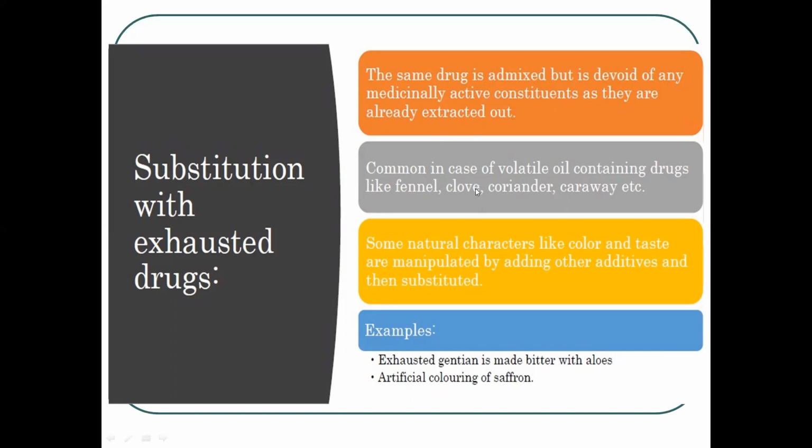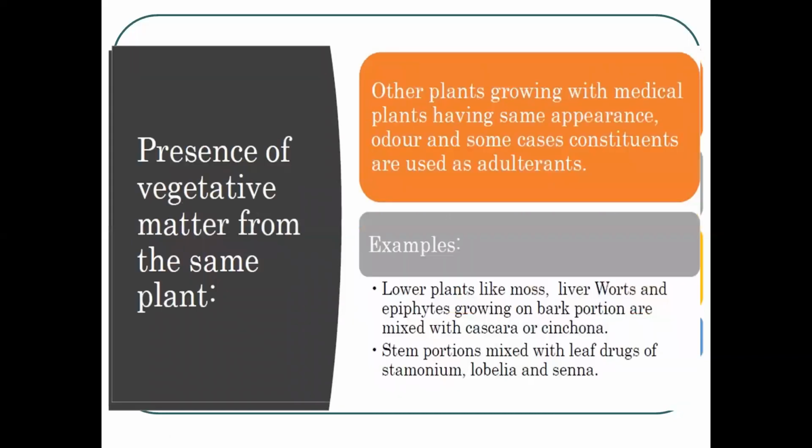Though this is common in the volatile oil drugs like fennel, clove, coriander, and caraway. Some natural characters like color and taste are manipulated by other additives and are substituted. Like artificial coloring of saffron. आप केसर, Crocus sativus में से constituent निकाल लेते हैं, but artificial एक color दे देते हैं ताकि आपको लगे this is the original saffron.